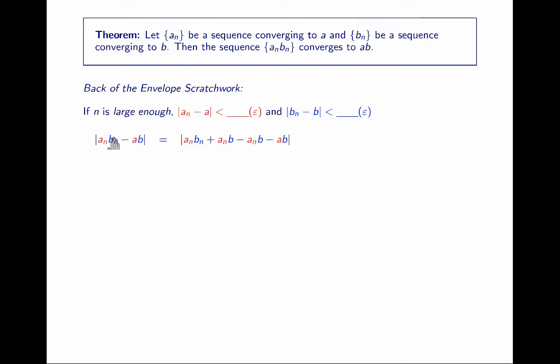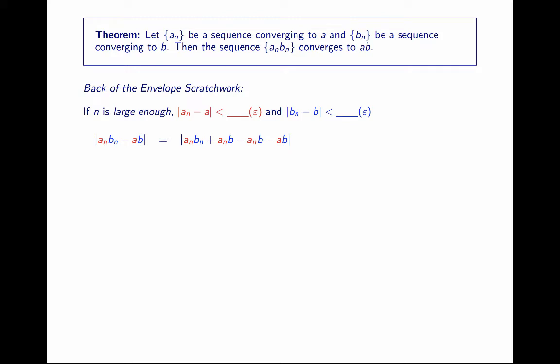I want to show that |a_n b_n - ab| is less than epsilon, where epsilon is an arbitrary positive number. But I want to use this, which means I kind of have to separate. Here I have an a and b and an ab. I need to get that this is less than or equal to something times |a_n - a| and something times |b_n - b|. And then I can fill in my blank check and put it to use.